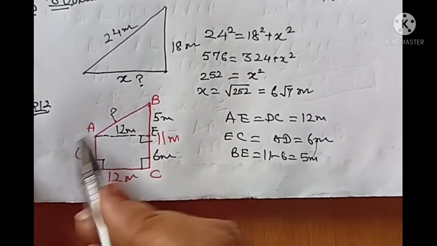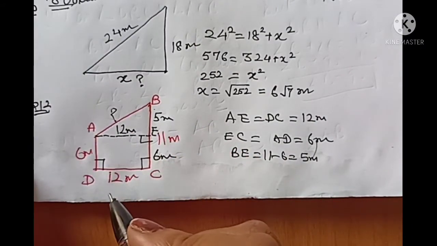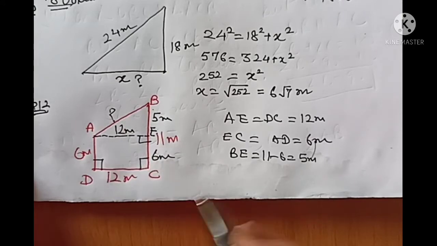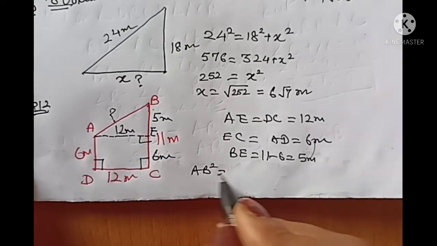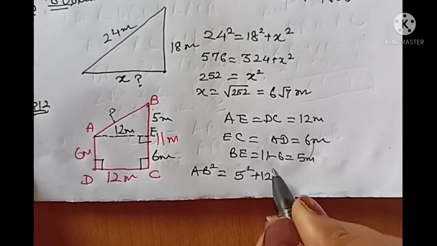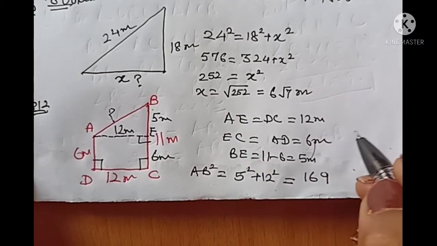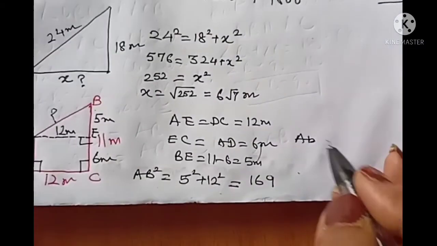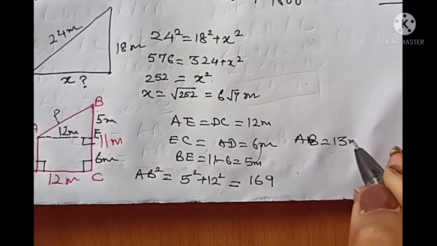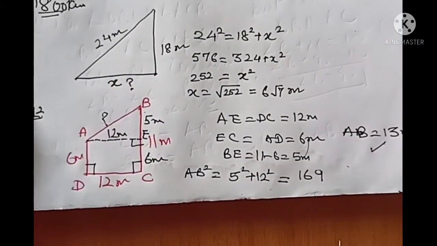Now clearly you can apply Pythagoras theorem on AB. You should also remember the Pythagorean triplet 5, 12 and 13. So AB square is equal to 5 square plus 12 square, which gives you 25 plus 144, that is 169. And value of AB comes out to be 13 meter. So this will be the answer.